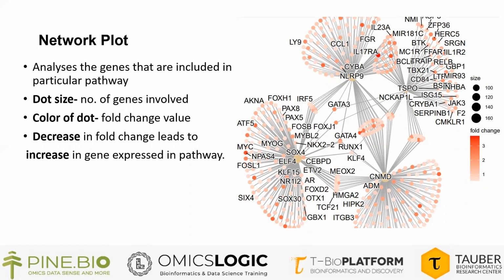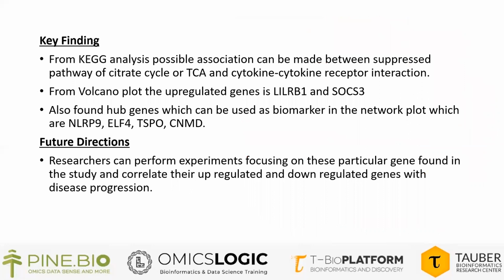As we can see, there are a few core hub genes, which over here is NLRP9, and over here it is SOX4, CNMD, and TSPO. The key findings which I have noted from KEGG analysis are that a possible association can be made between the suppressed pathway of citrate cycle or TCA and cytokine-cytokine receptor interaction.